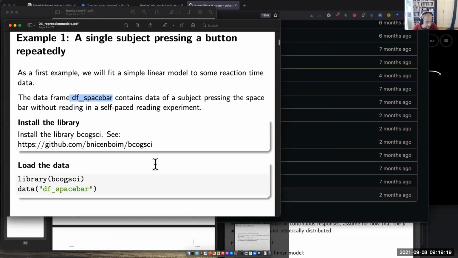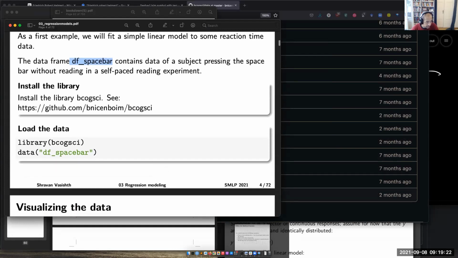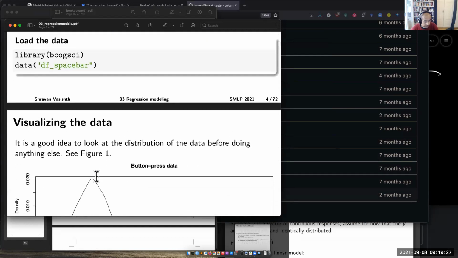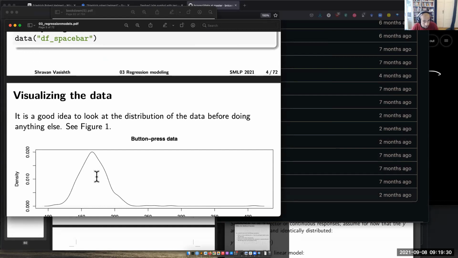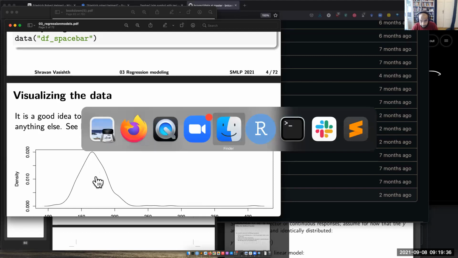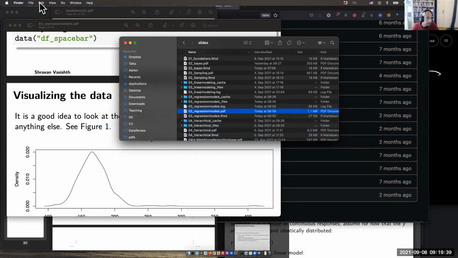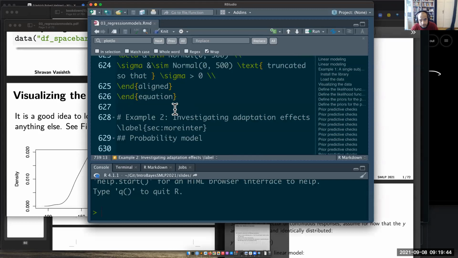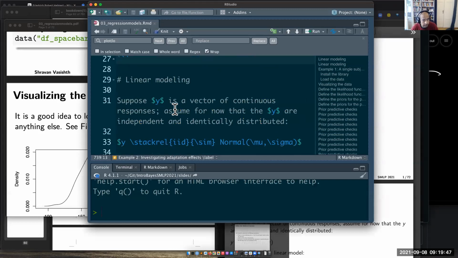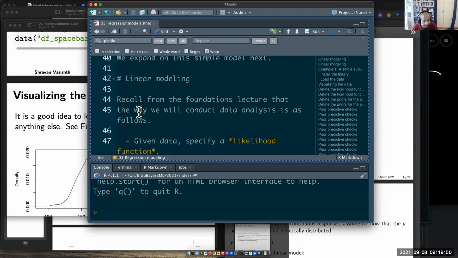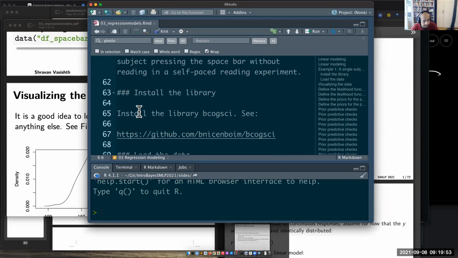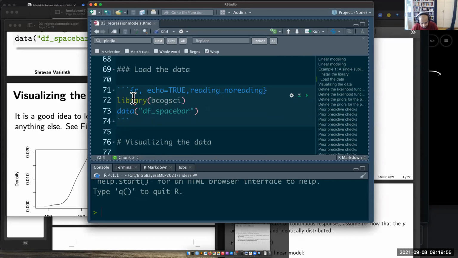You know how to load data, so just do that. If you can install this library, that's nice. If you install it, you can just say library bcogSci, load the data with this command, and we are ready to go. So let me just actually switch to RStudio to show you what's going on here. Where's my RStudio now? Never mind. Let me just open this. Right. So let's go to the beginning of these slides here. Yeah. So here we go. So I'm going to just load this library, and I load my data.